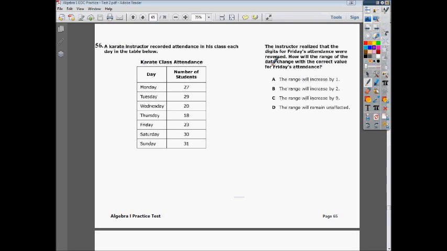So what I'm going to do here is just deal with the idea of finding the range, which is pretty simple, obviously. So the flipped number is the 32. So 18 would be my smallest for both situations. For my original calculations, my biggest one would be Sunday's 31. So I do 31 minus 18. So my range would be 13.